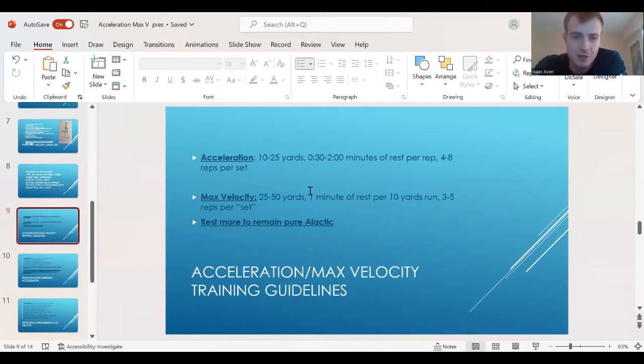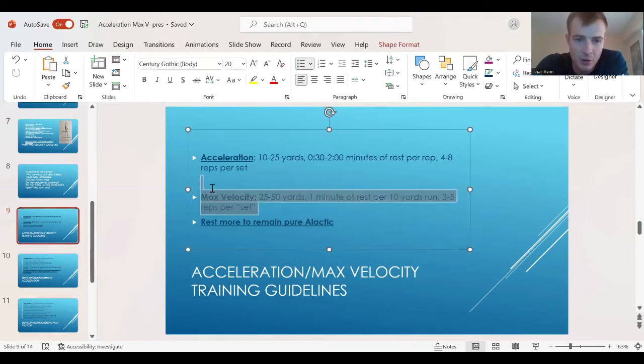Max velocity is out to 25 to 50 yards, 50 yards kind of being more that cap for as high as you really want to go with those team sport athletes. 1 minute of rest per 10 yards of run, 3 to 5 reps per set. Rest more to not become purely lactic. This is not conditioning. This is making us actually faster. So to be actually faster, we need to give our nervous system and our body time to rest. After a crazy set like that, you might need 48 hours to fully recover before you can start to get faster again.